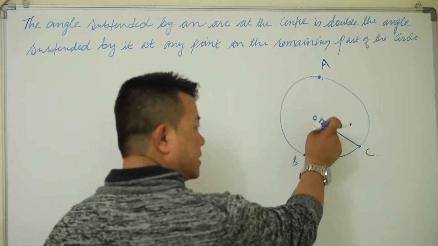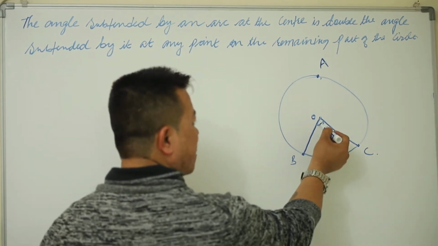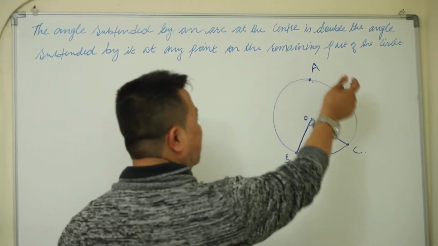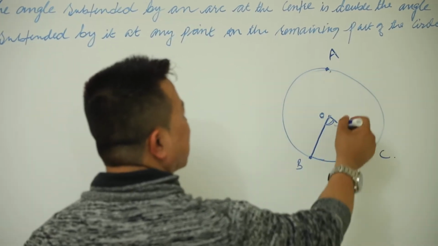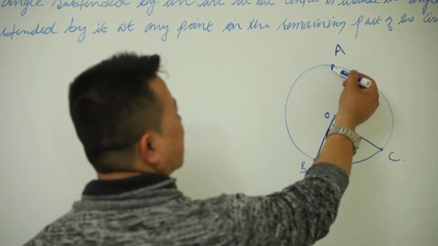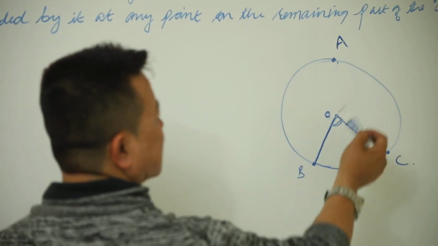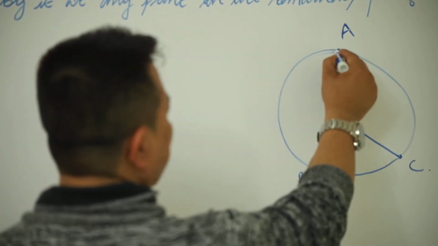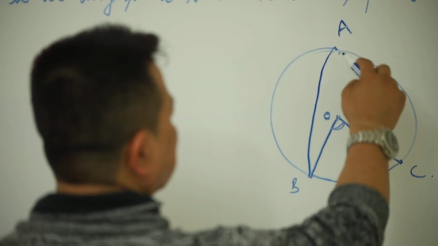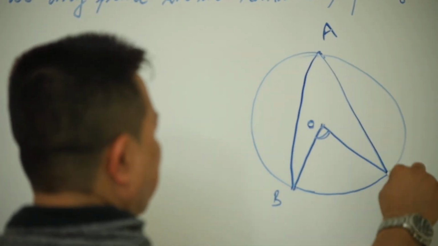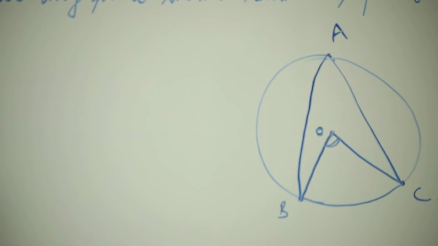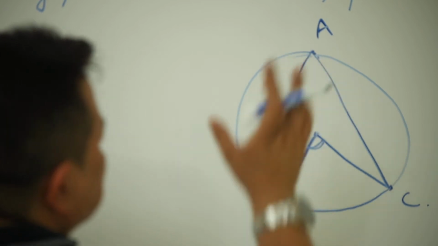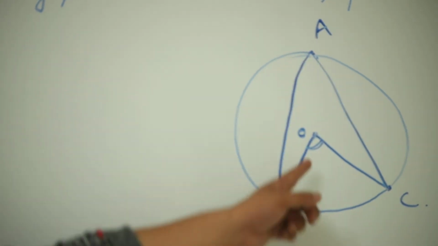This angle, the angle at the center, subtended by this arc BC, is double the angle at any point. That means we have taken A as a point, so this angle is double the angle of this one. For example, if this angle is X, this is 2X. Y, 2Y. So here you have to join AB and AC. Now this is your complete diagram, and you can start proving.